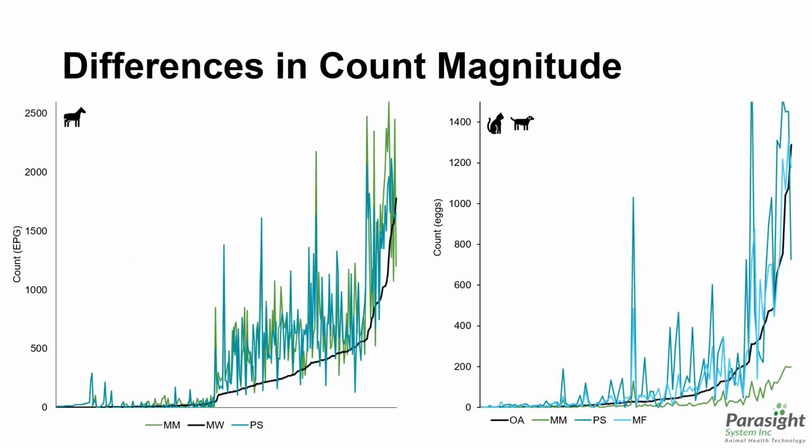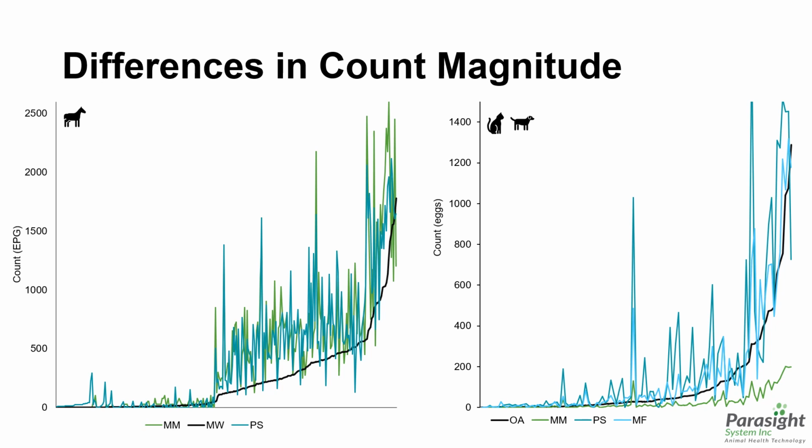One important thing to know about all of these methods is a difference in count magnitude. Count magnitude is a reflection of sample preparation and how good a method is at recovering eggs. The more eggs recovered, the more accurate and the more likely a given method is to detect positive samples at low counts, thus making it more sensitive.